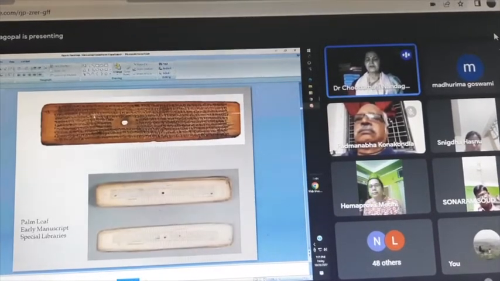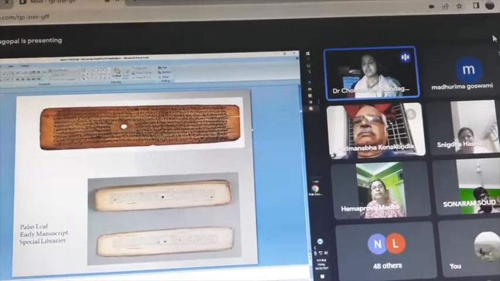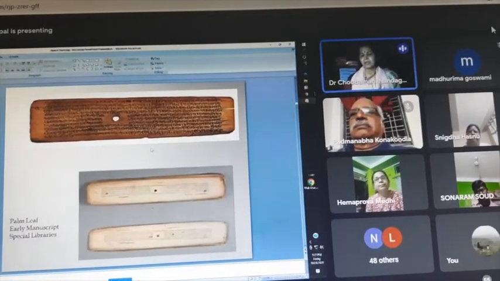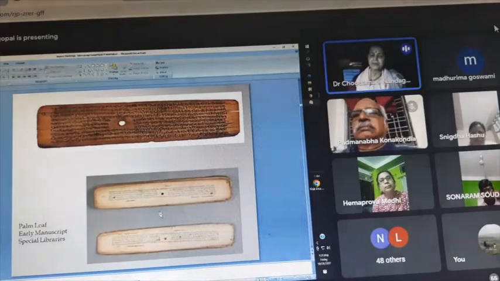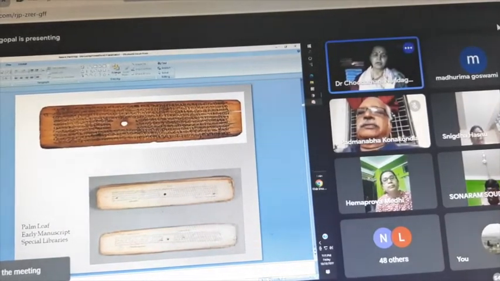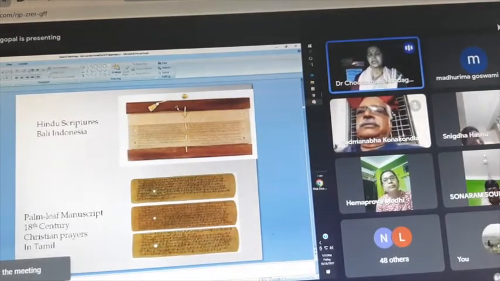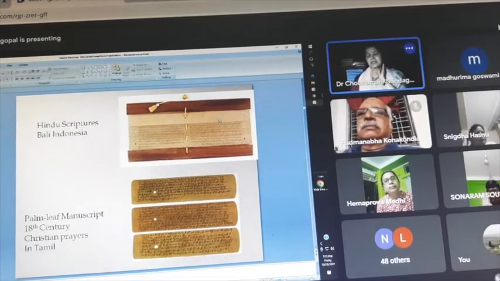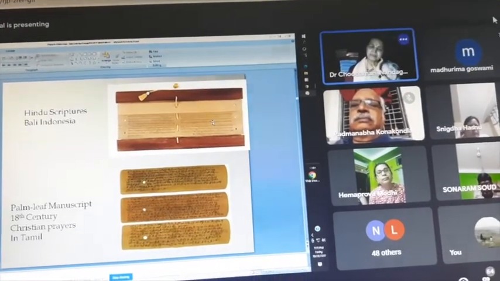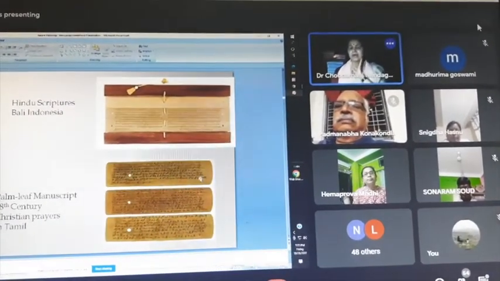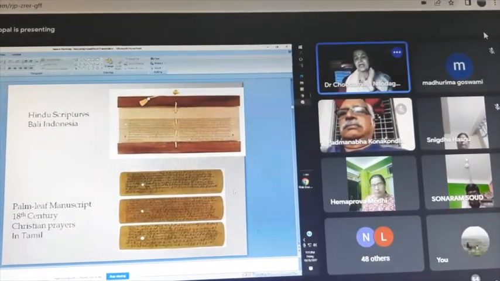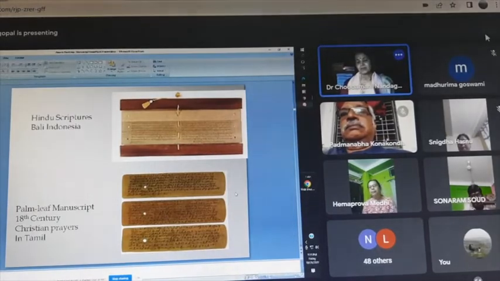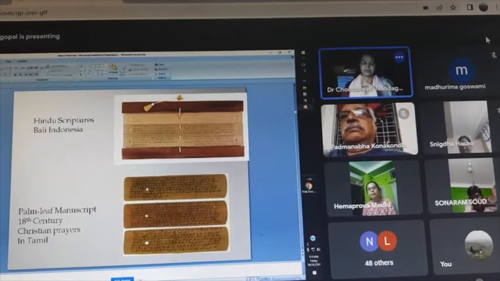Then we come to the various manuscripts. This is an early palm leaf manuscript, and you find them in special libraries. You have to go for the sources. These are some of the Hindu scriptures from Bali, Indonesia, and these are Christian prayers in Kannada language. You find them on top.